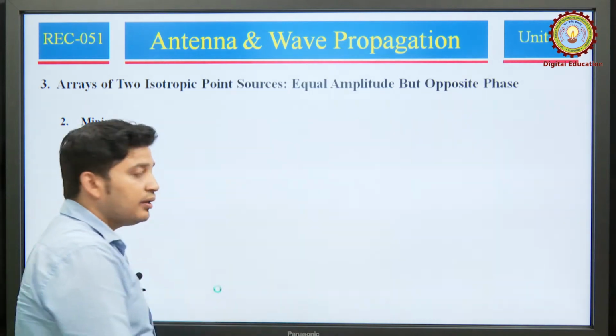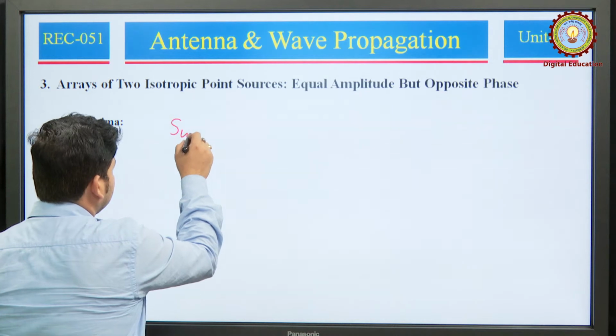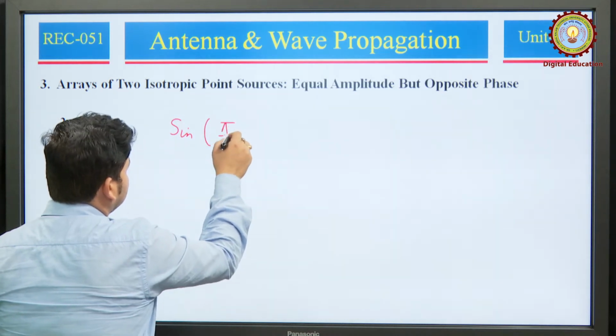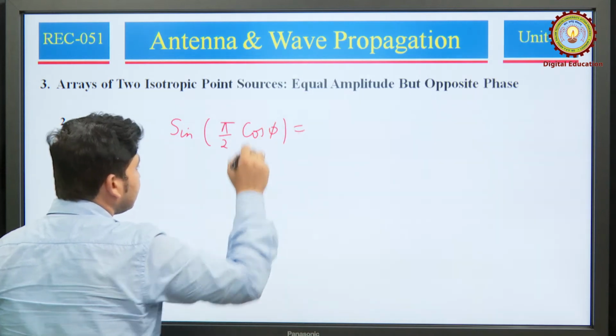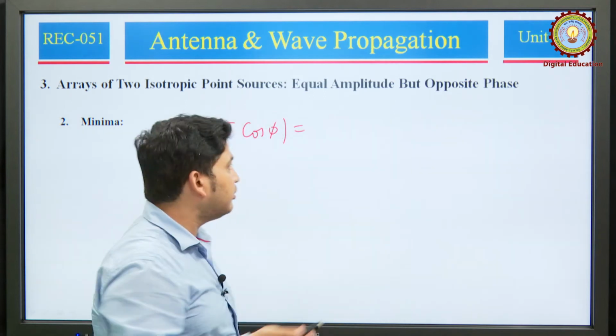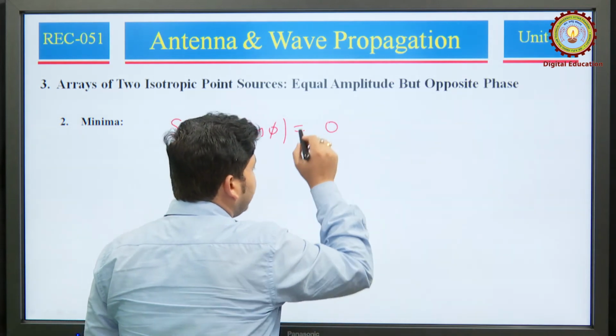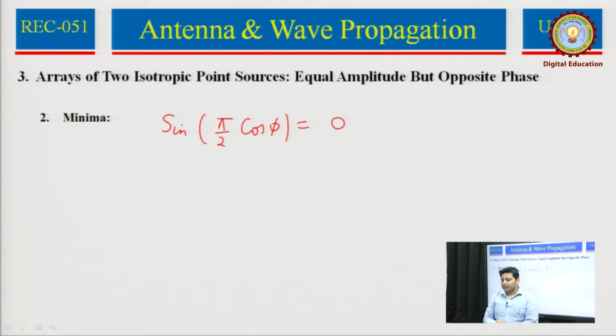Next, minima. Again sin(pi/2 cos phi). Minima means, what is the minimum value of sin? It is 0, and when it is 0, sin 0 is equal to 0. So, how do we relate it?